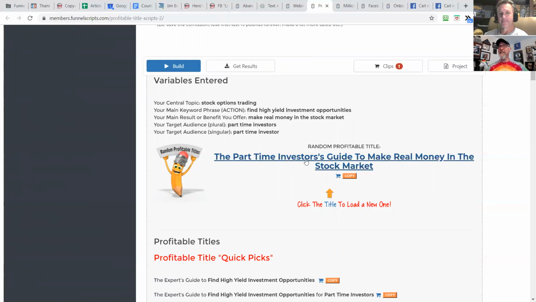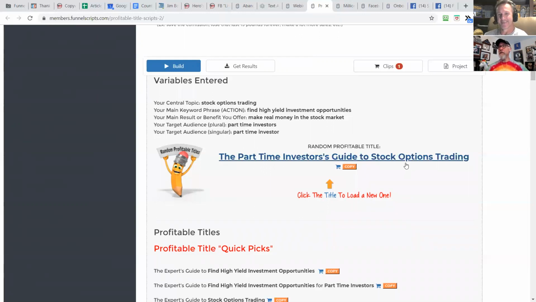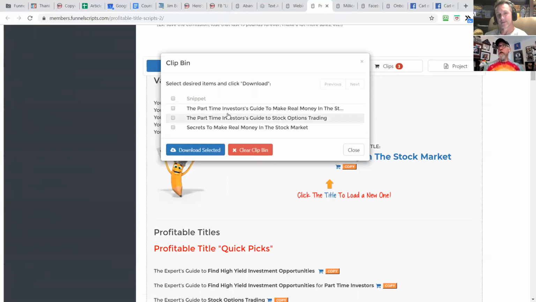Yeah, that's "Part-Time Investor's Guide to Stock Options Trading." That's not bad. "Make Real Money in the Stock Market Explained." It's okay. But "Make Real Money in the Stock Market Guide." "Secrets to Make Real Money in the Stock Market." I like that. Hey, now that could be a subtitle. That's really good. If we look at this, "The Part-Time Investor's Guide to Make Real Money in the Stock Market."